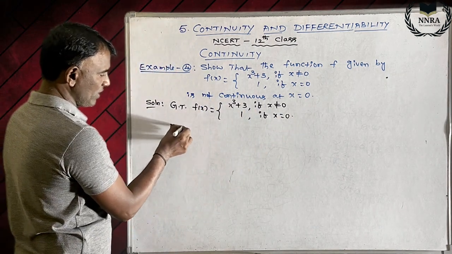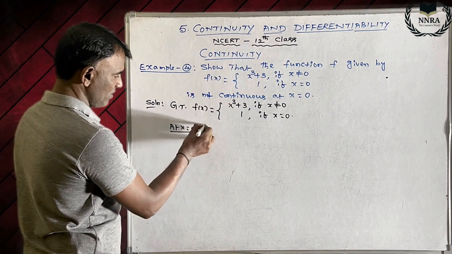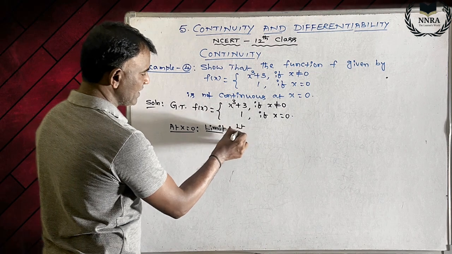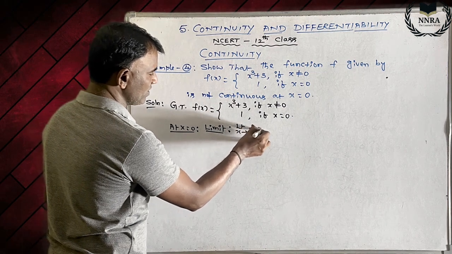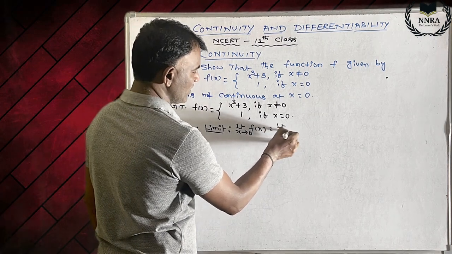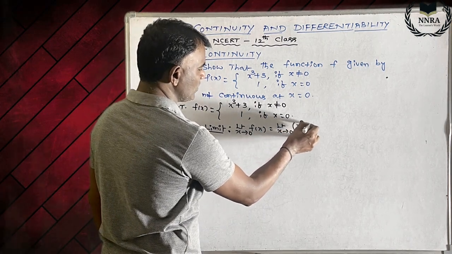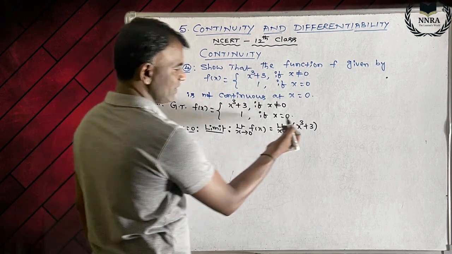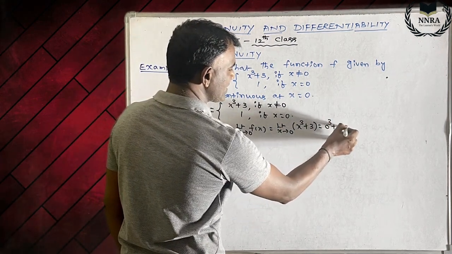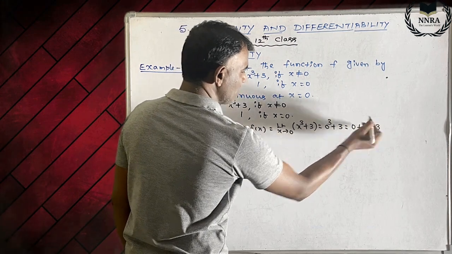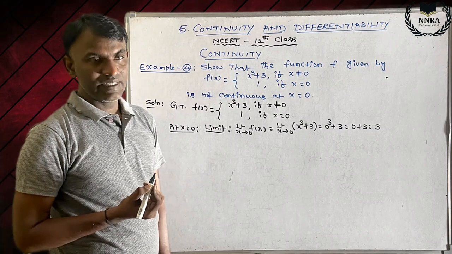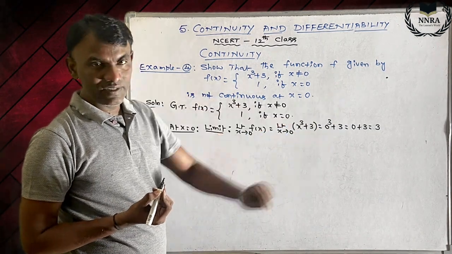So now at the point x = 0, first we find the limit, right? How to write this? Limit x tends to 0 of f(x). So that equals limit x tends to 0. What is the function here? x³ + 3. If we substitute x = 0, we get 0³ + 3. That is 0 + 3. 0 + 3 is how much? 3. That 0 + 3 is equal to 3.